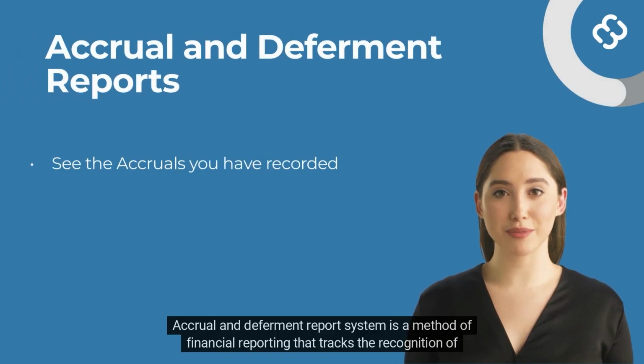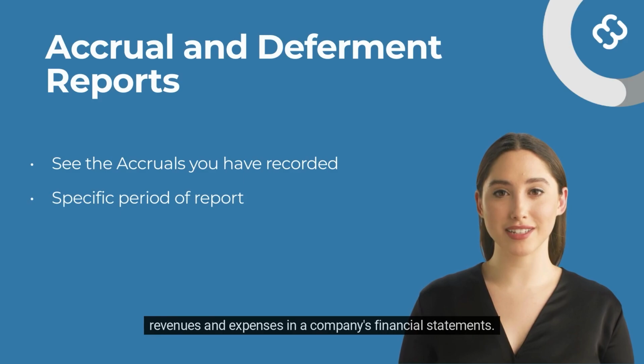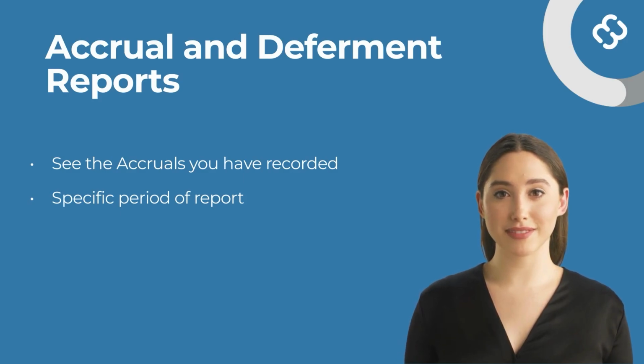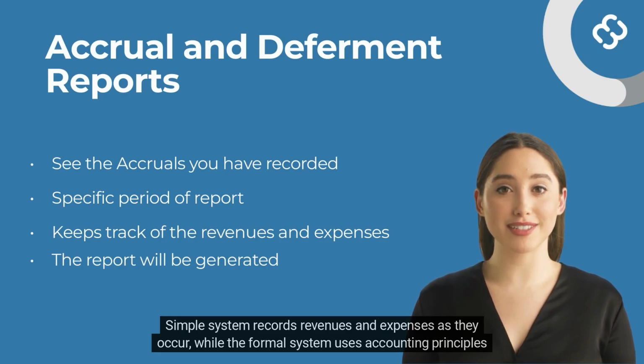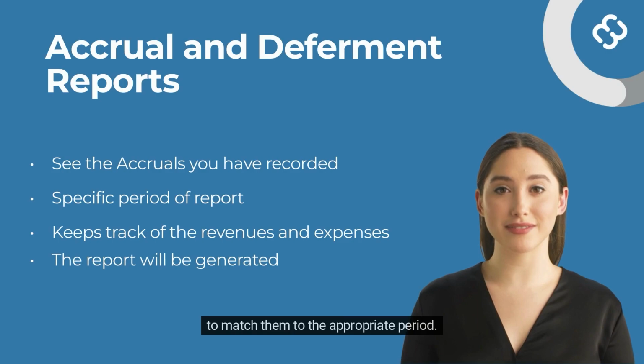Accrual and Deferment Reports. The Accrual and Deferment Report System is a method of financial reporting that tracks the recognition of revenues and expenses in a company's financial statements. A simple system records revenues and expenses as they occur, while the formal system uses accounting principles to match them to the appropriate period.